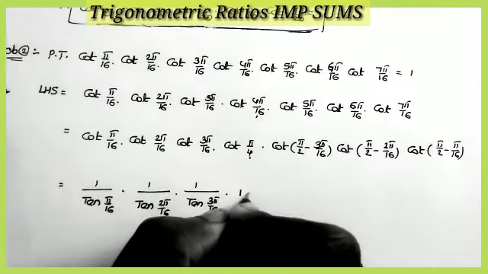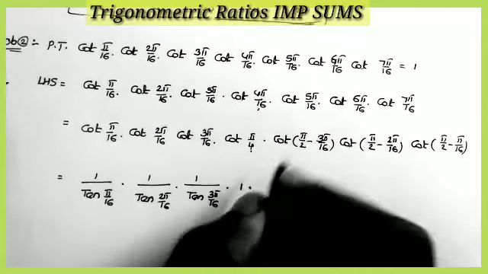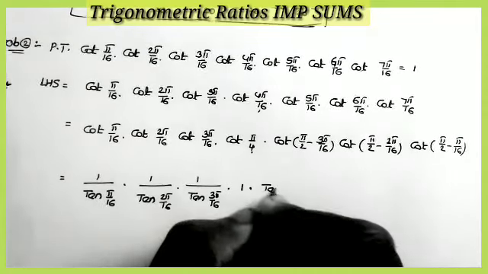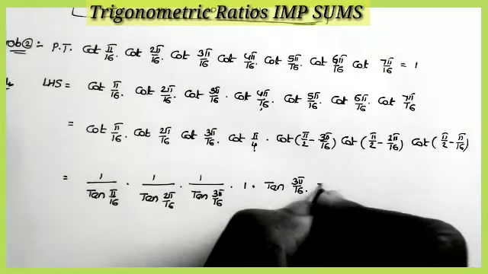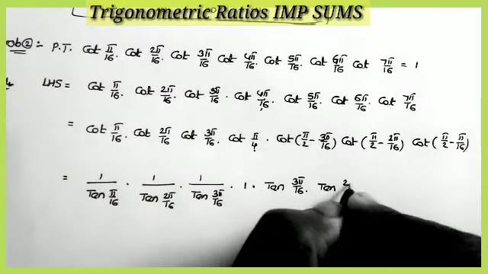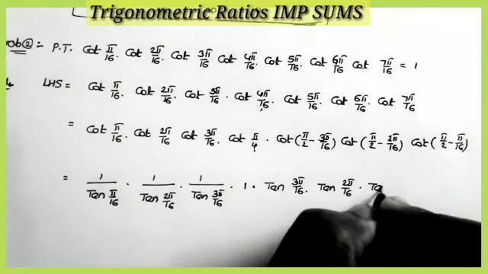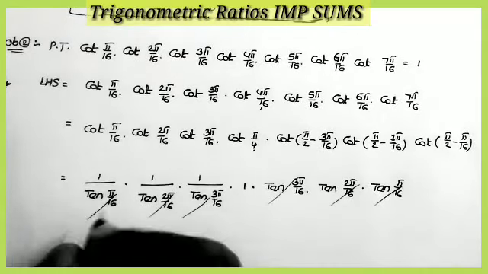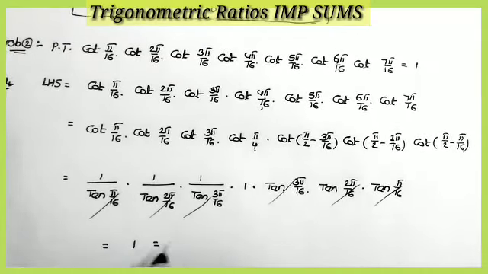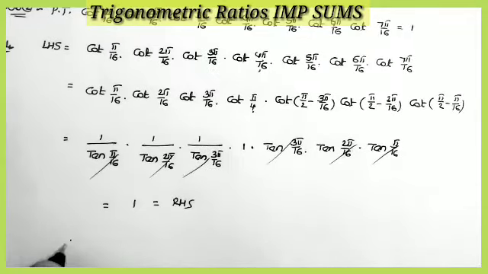And cot pi by 4 is equal to 1. And here we directly get the tan functions. Cot of 90 minus theta is tan theta, so this becomes tan 3 pi by 16. Cot of 90 minus theta, tan theta, so this becomes tan 2 pi by 16. Cot of 90 minus theta, tan theta, so this becomes tan pi by 16. Now the three terms cancel against the three terms, and this becomes only 1, which is equal to the RHS. That's all. That is the answer.